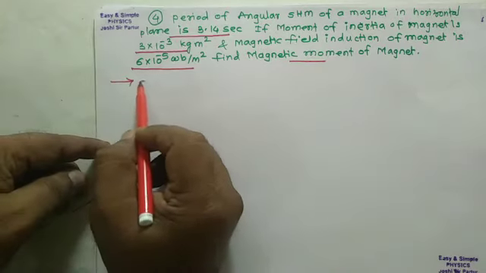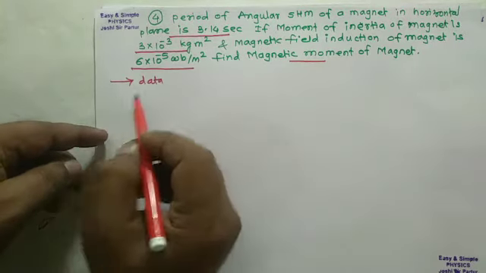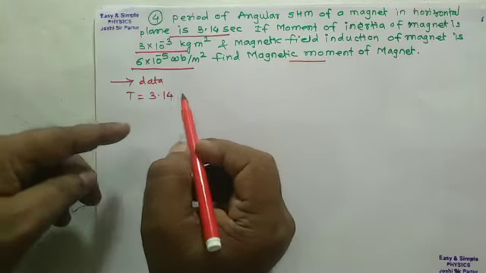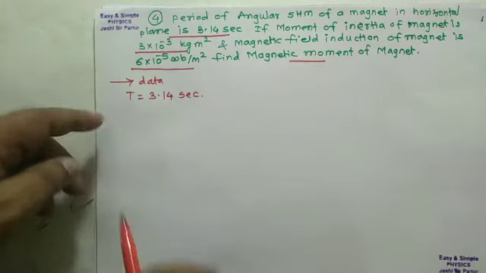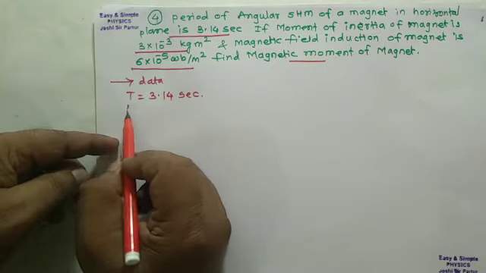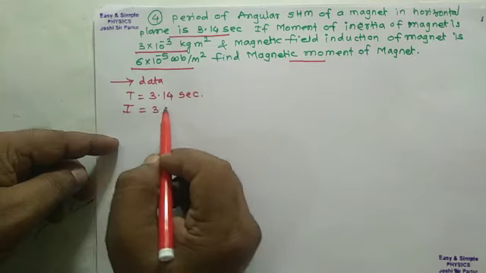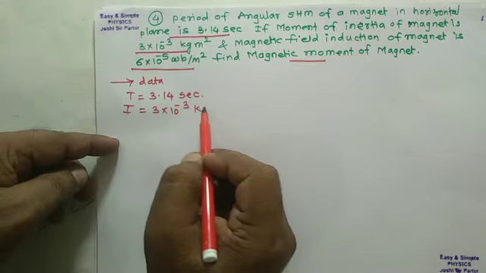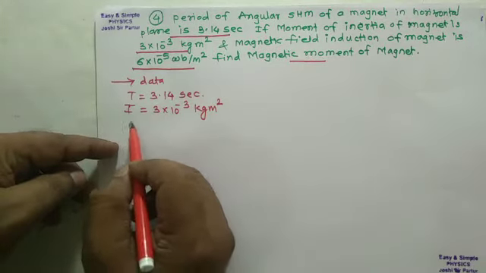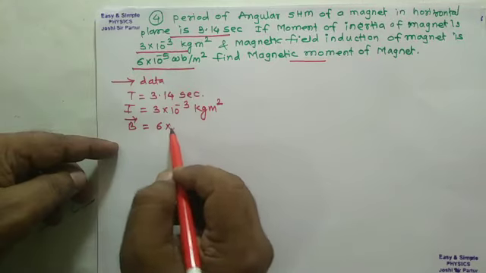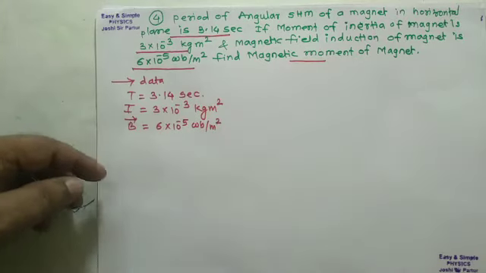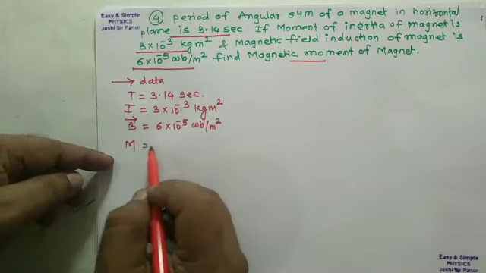So here we can write the data. In this way, the given values will be time period T is equal to 3.14 second. Moment of inertia, that is I, is equal to 3 into 10 to the power minus 3 kg meter square. Magnetic field induction will be vector B is 6 into 10 to the power minus 5 Weber per meter square, and we can find out magnetic moment.